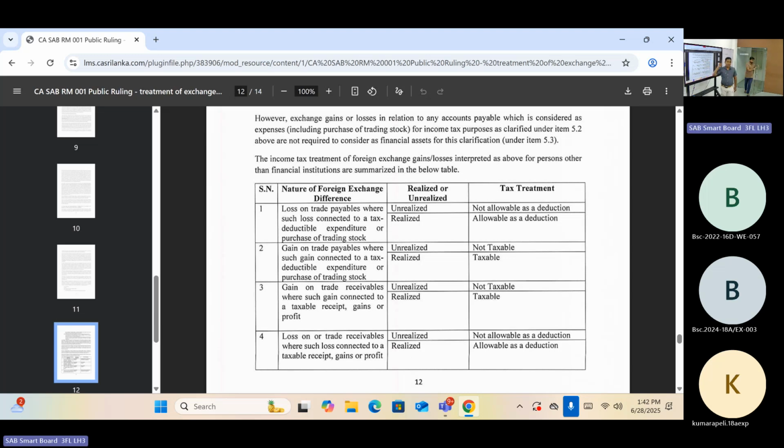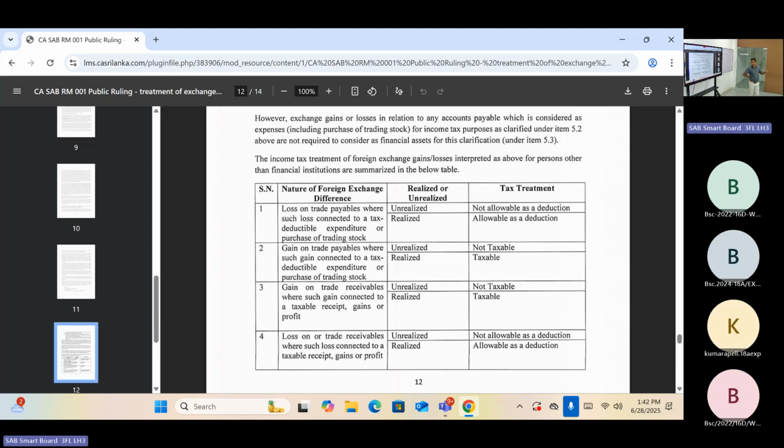We are not considering unrealized ones, but realized ones. That means the transaction happened and settlement has been done, then it should be realized. Say we import some item. We recognize the purchase and there should be debtors.